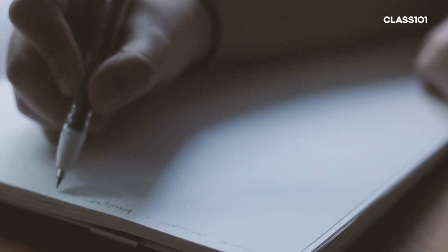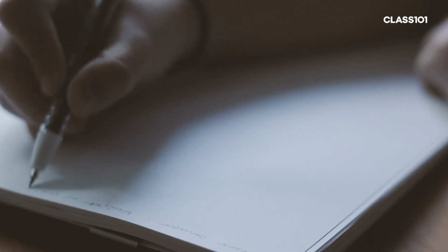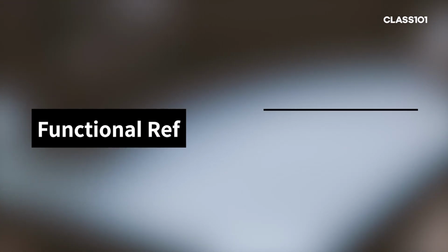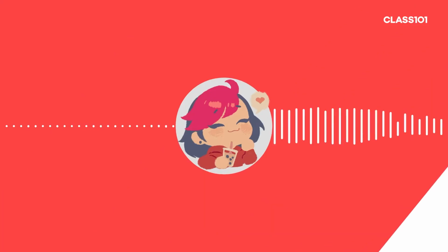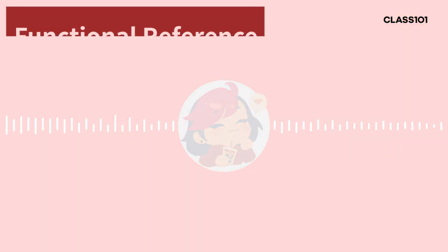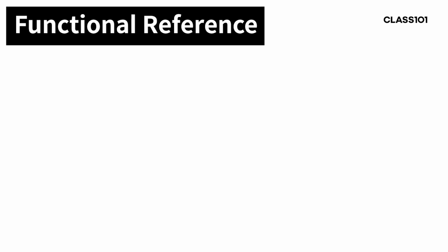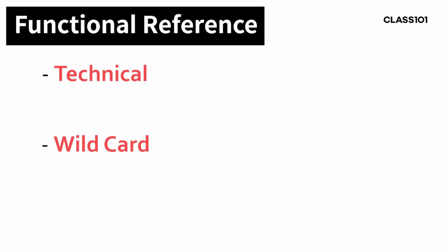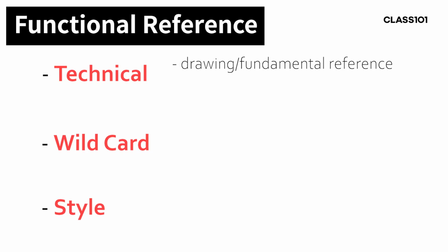When it comes to ref boards, I focus on two goals: functional reference and conceptual reference. Functional reference is reference directly related to my concept. I often organize these types of images into three subcategories: technical, wildcard, and style. The technical reference category refers to any anatomical or technical knowledge that I need to know in order to properly draw and execute the concept.